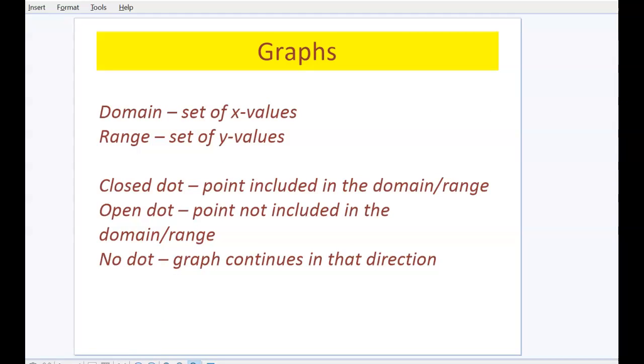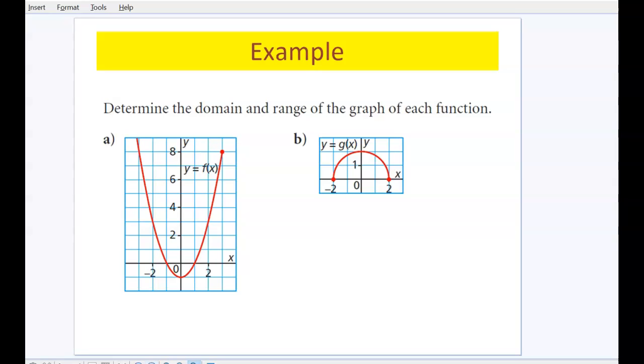Now, as we said earlier, the domain is a set of x values of our graph. The range is the set of y values. Now, if a graph has a closed dot, that means the point is included in the domain or the range. An open dot means the point is not included. And if a graph has no dot at the end, our textbook interprets that to mean the graph goes on forever and ever. I like to put an arrowhead on the end to indicate that it goes on forever and ever. So if we take a look at this graph here, I'm going to put a little arrowhead here.